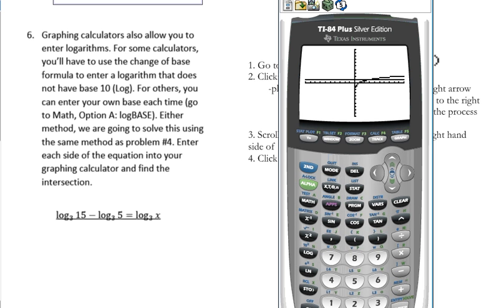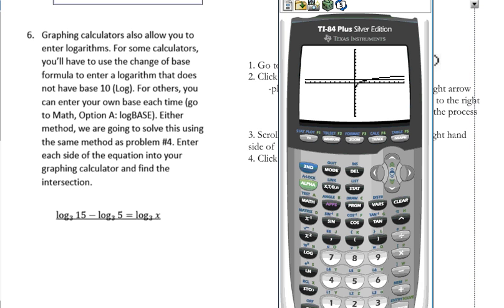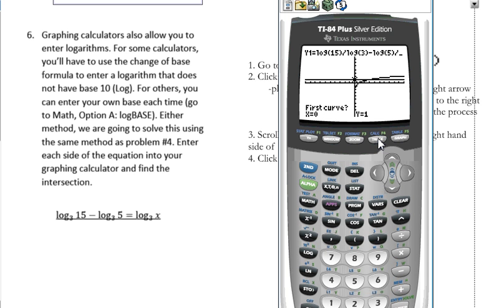You have a horizontal line, and then you have your log graph. From here, we can work the steps together. Just like in number 4, we want to find the intersection point. So you're going to hit second calc on your calculator. This way we can bring up all of our calc functions for our graph. So click second trace for calc. You're going to scroll down to number 5, intersect.